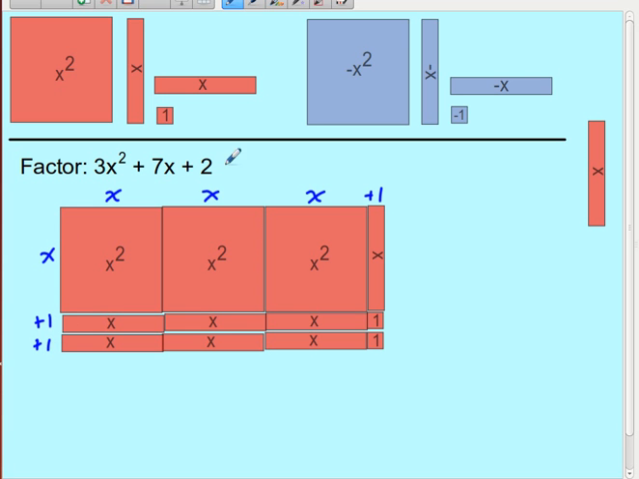And so all told, based on the side lengths, I have a 3x plus 1 along the top, and I have an x plus 2 down the sides. And so that is the reverse process. That is factoring 3x squared plus 7x plus 2 going the other direction. Those are the two different factors.